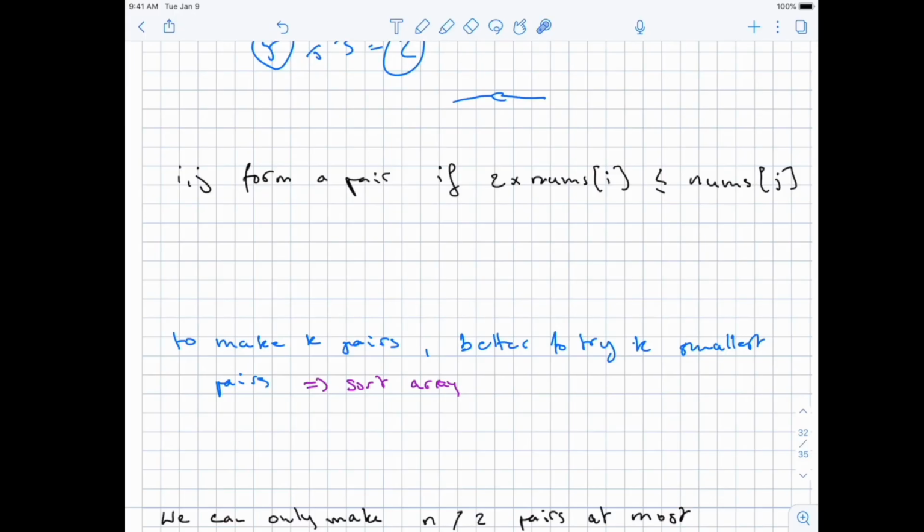So what we want is to form a pair such that 2 multiplied by the number at i is smaller or equal to the number at j, right? So we want to make a pair. We want to count the number of pairs, and the total number is going to be the number of pairs multiplied by 2, right? Now to be able to make k pairs, it's always better for us to try the smallest possible number, because if you pick a bigger number, then there is less chance to find something that is bigger than it, right?